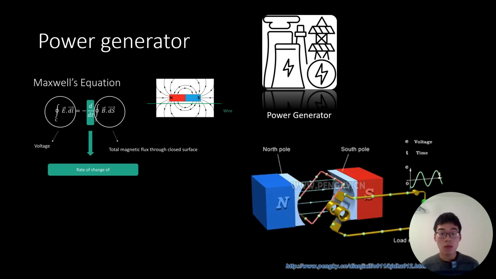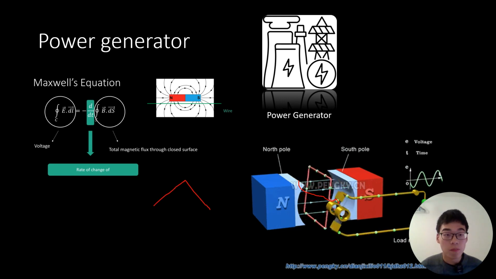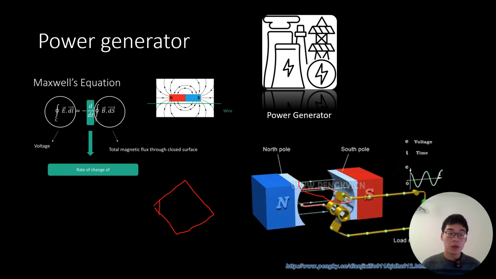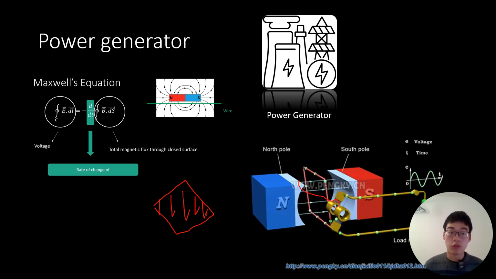And the same equation can be used to explain the principle behind the power generator as well. Let's see this GIF as an example. The area inside of this rotor, I will draw it here, is what we take as a closed surface. When we rotate it between the North Pole and the South Pole, we are creating a change in the total magnetic flux through the area.